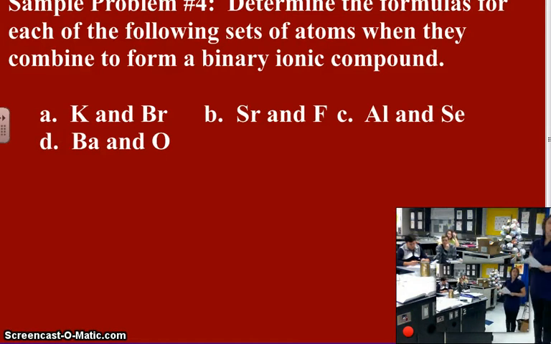All right, so from this, I think we've kind of already been doing this, but determine the formulas when each of the following sets of atoms combine when they form a binary compound. Go ahead, do it. If K and Br make a compound, what's their formula? Okay, good. K's most stable ion is +1. Br's most stable ion is -1. So the formula is KBr. Go ahead and do the rest, please.